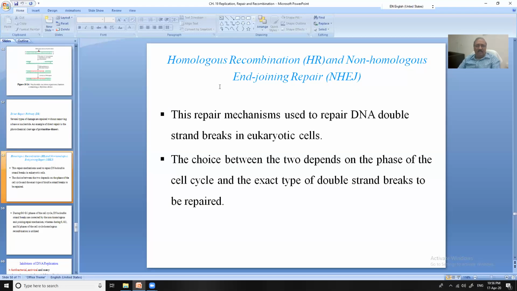Oh, that was not the last one. It was homologous recombination and non-homologous end joining repair. These are the repair mechanisms used to repair DNA double strand breaks in eukaryotic cells. The choice between the two depends on the phase of the cell cycle and the exact type of double strand break to be repaired. I told you this already.